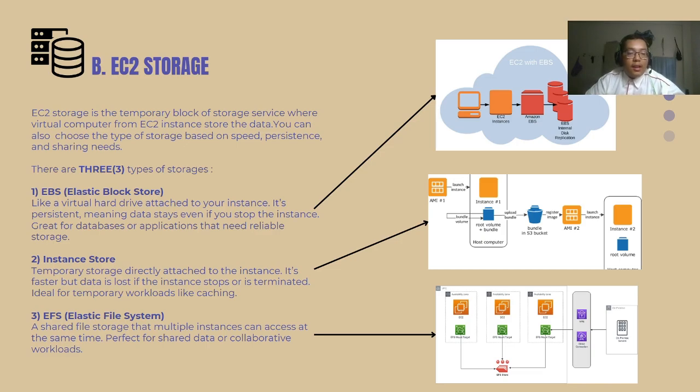And third is EFS, Elastic File System. A shared file store that multiple instances can access at the same time, perfect for shared data or collaborative workloads. It's basically like you can open three or many other virtual machines, but you can access the same file at the same time.